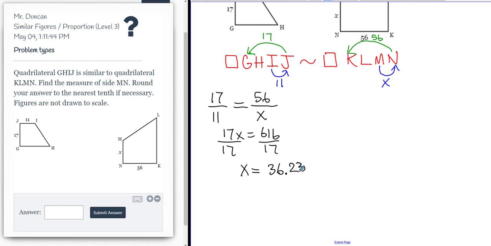36.23, and then it's probably going to continue on for a little bit further. But I'm going to stop at the hundredths because I'm going to round to the nearest tenth, which means that when I look to the right, that's a 3, I round down. So my final answer is, and again, this is just approximately 36.2, and that's how I'm going to put it in here.